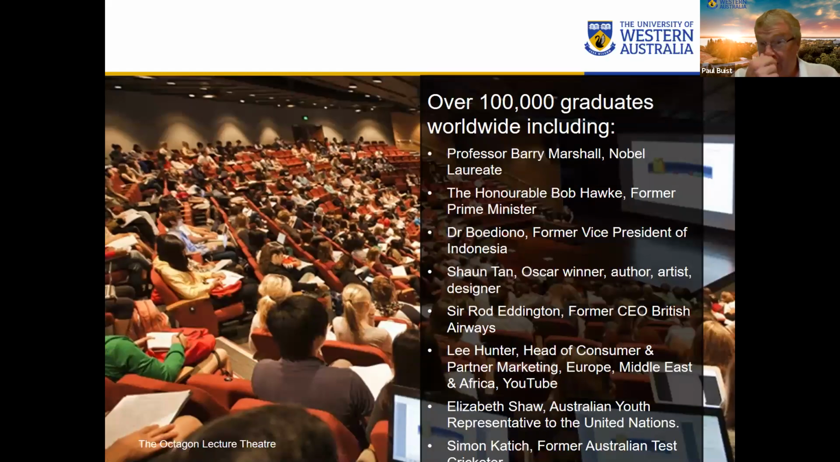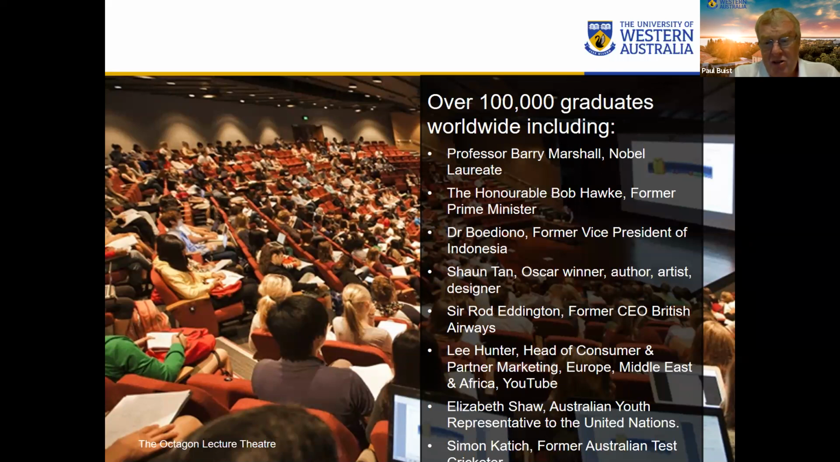Over the 100 years we've been a university, we've had quite a number of notable graduates, and just a few of those: Professor Barry Marshall, who I mentioned before, the Nobel laureate; our former Prime Minister, Bob Hawke, who was Prime Minister of Australia from 83 to 91, a graduate of the University of Western Australia; Dr. Boediono, who was a former Vice President of Indonesia; Sean Tan, who won an Oscar for Best Short Feature at the Academy Awards a few years ago; Sir Rod Eddington, a CEO of British Airways.